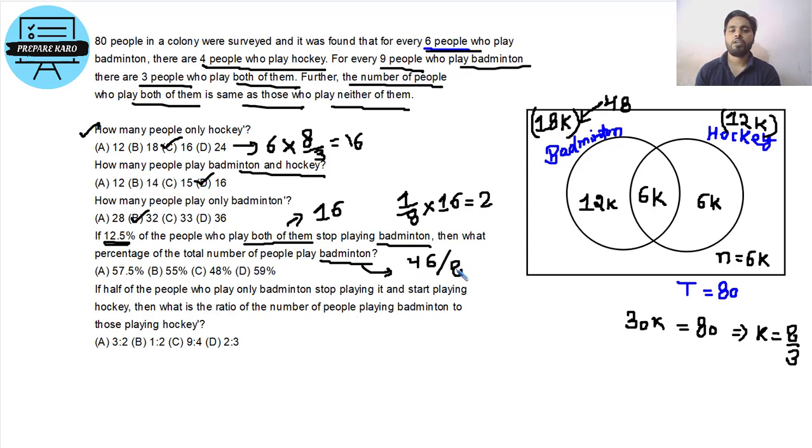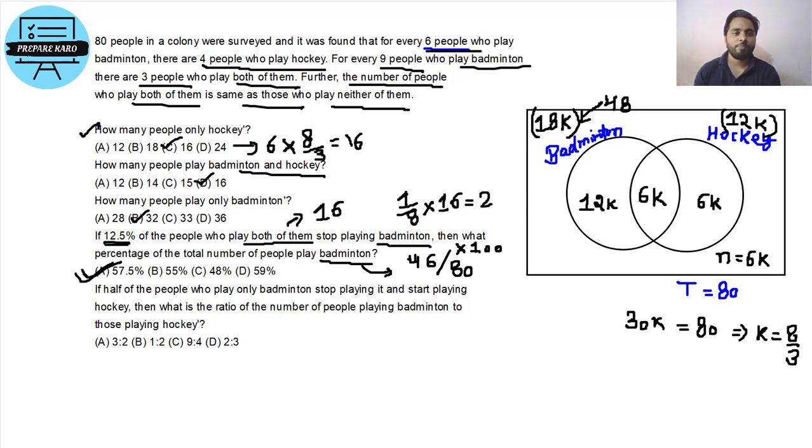46 out of 80 is what percent? 46 out of 80 into 100. If you solve this, we're getting 57.5% straight away. Alright, 46 people will be playing badminton after 2 people stop playing badminton, right? So 46 and out of total people 80, this percentage is 57.5. I hope this is clear. Forget this story. Come to question 5.